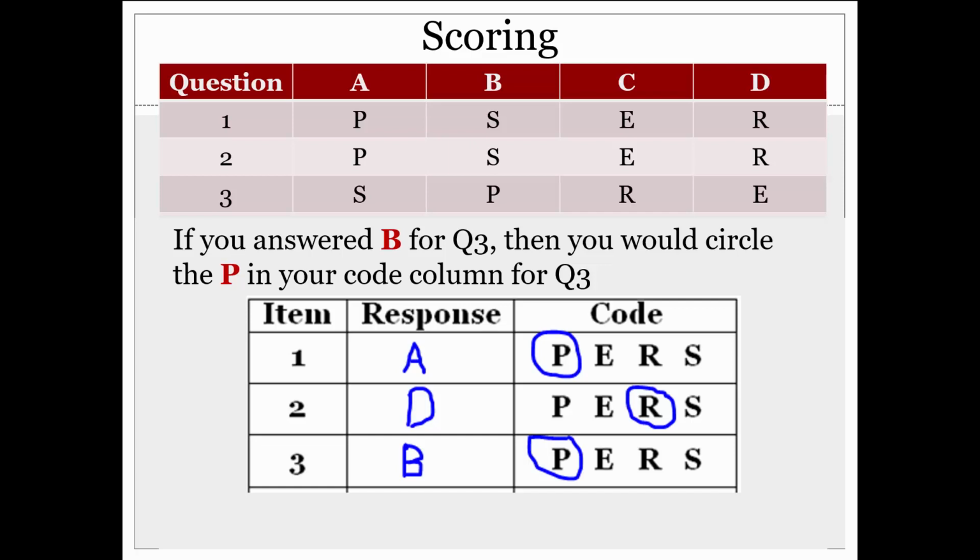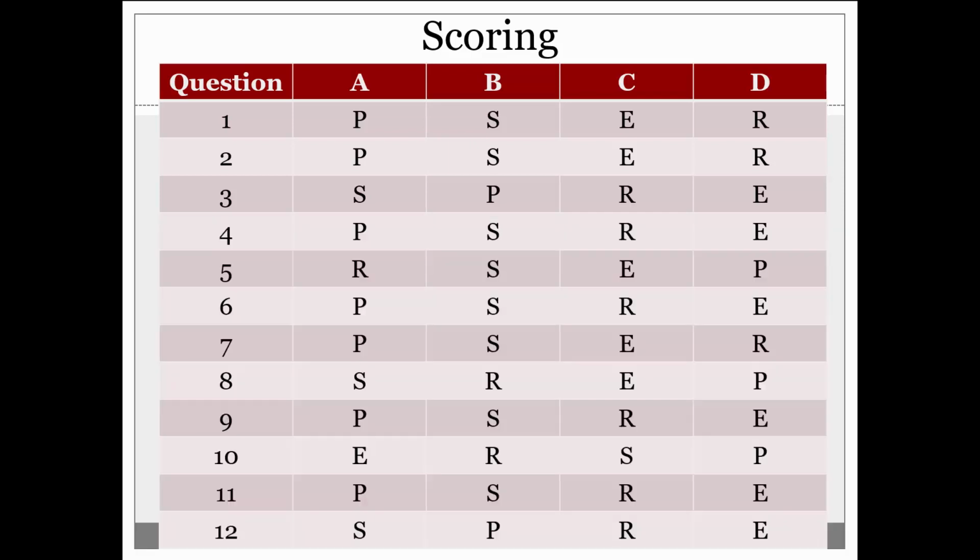Now, question 3, the scoring's a little bit different, so pay attention. On number 3, if you answered A, then you'll write an S down. If you answered B, you'll write a P down. For number 3, if you wrote a C down as your answer, then you'll put an R as your score. And then if you answered D, you would put an E down. So you're going to do that for every single one of the questions.